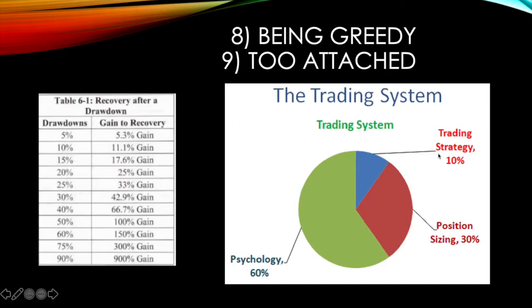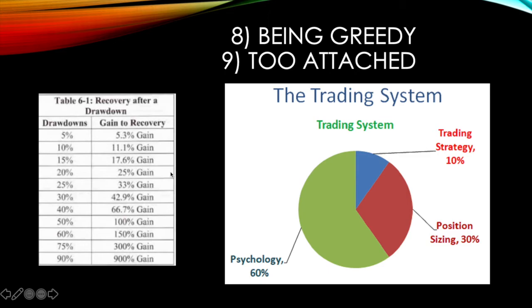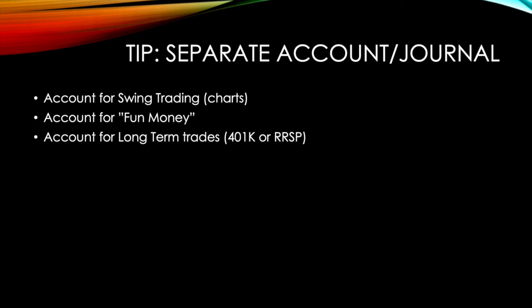Now, in regards to trading, it's literally 10% strategy, 30% position sizing, and 60% psychology. The reason why I say take your small losses is because if you lose 5%, it only takes 5.3% to make your money back. 10%, 11.1%, and so on and so forth. A 40% loss, you've got to make 66%. 50%, a 100% gain to make back your money. If you lose 90% of your money, you need a 900% gain in order to break even. So that's why it's good to take your small losses and let your wins ride, but don't get too greedy, set your stop losses and keep bringing up your stop losses.